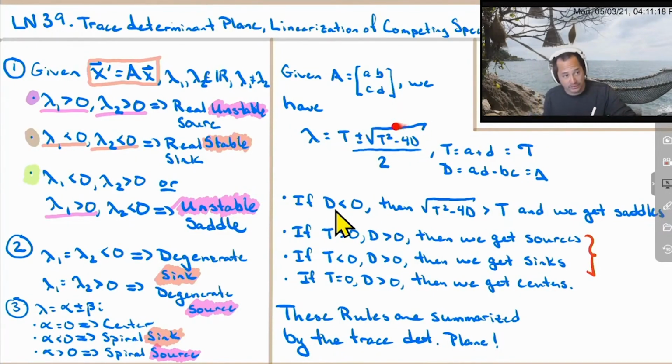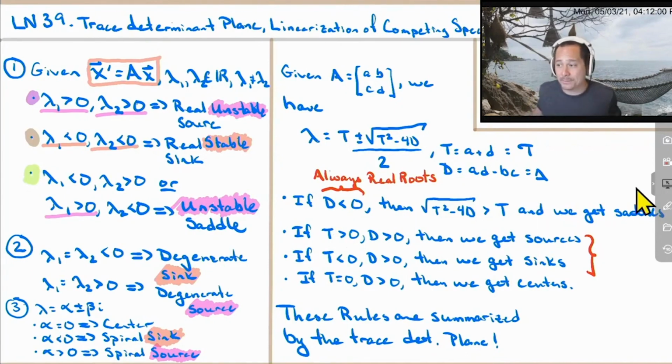then check out this quantity right here. If the determinant is less than 0, then negative 4 times d, well, d is less than 0, so I have t squared minus 4 times a negative number, right? So it's going to be positive plus positive. What this is saying is you're never going to get imaginary numbers. So you're always going to get real roots whenever the determinant of your A matrix is less than 0.